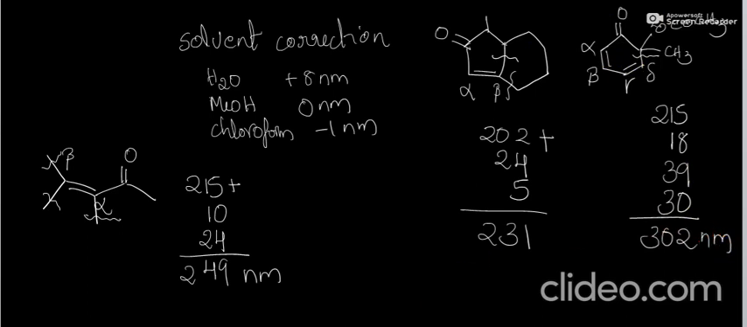This is the Woodward-Fieser-Scott rule for the calculation of lambda maximum of alpha beta unsaturated carbonyl compound. Then finally we have to discuss what are the applications of electronic spectroscopy in organic chemistry. First one, identification of compounds. Then detection of functional groups, that is chromophores. Unknown chromophores can be detected using UV visible spectroscopy.